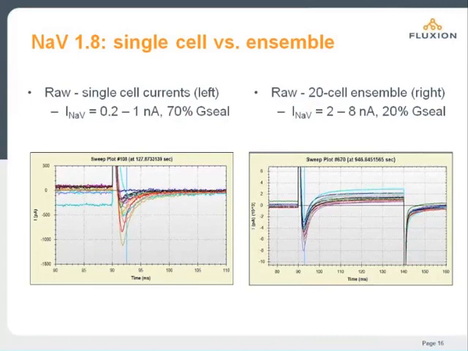For the single cell recordings, there were 70% of the cells at the gigaseal level with a fairly broad distribution of current amplitudes, with the one dark blue cell not showing any discernible current. On the right, with the ensemble, we have about 20% of the recordings with an equivalent resistance greater than a gigaohm. More importantly, we have all 16 recordings showing a nice response. There is some baseline jumping in the leakier recordings, but all are showing nice discernible currents.